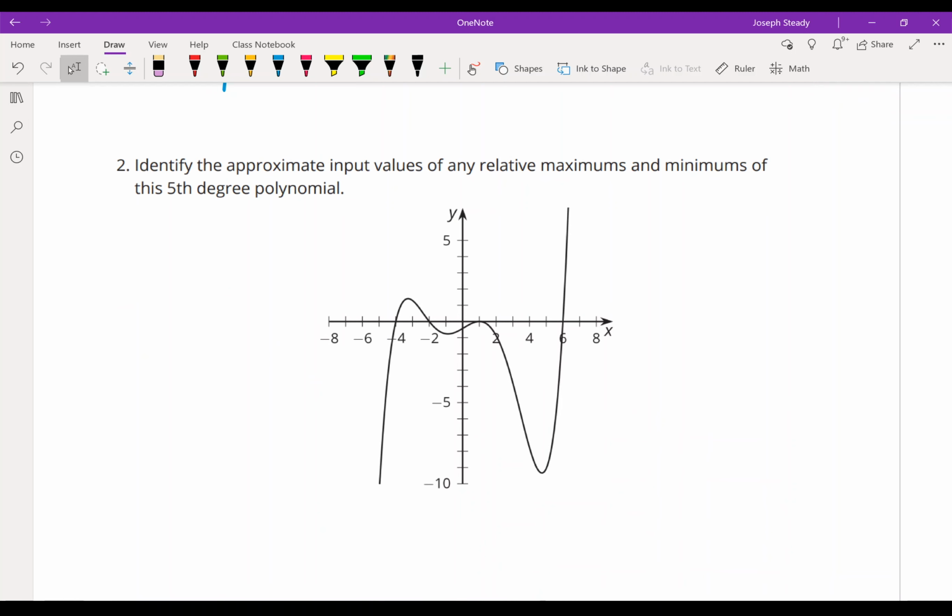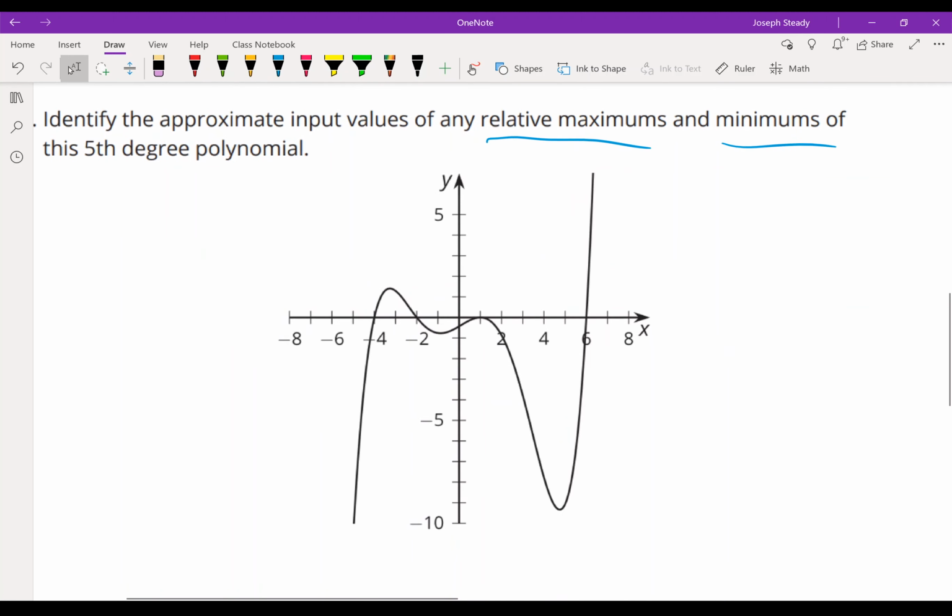Second question, identify the approximate input values of any relative maximums and minimums of this 5th degree polynomial. So we defined these in the first part of this lesson, relative maxes and mins. We haven't talked about them a lot since then, but here they are. So relative maximums, I'm going to do those in blue. So I'm looking at the graph and I notice, boom, there is a relative maximum.